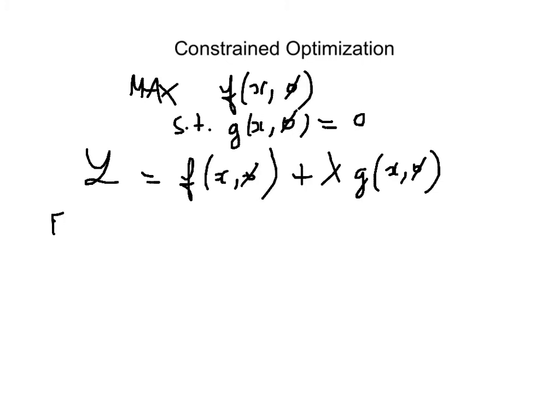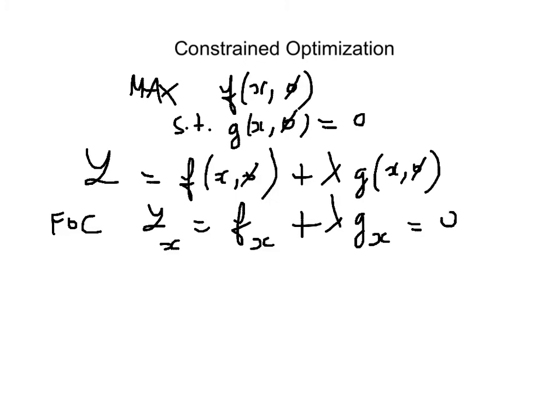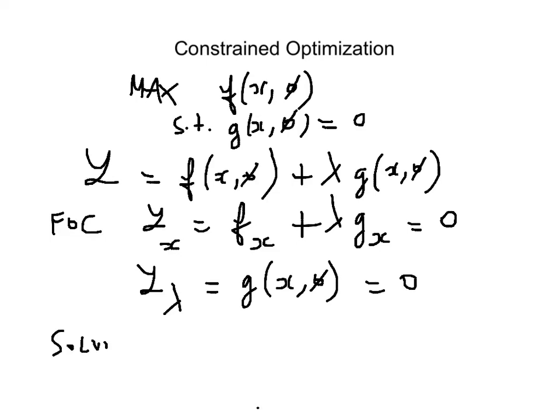So the first order condition, we write that the partial derivative of the Lagrangian with respect to x, which is partial derivative of f with respect to x plus lambda partial derivative of g with respect to x, must be equal to 0. Partial derivative of the Lagrangian with respect to lambda is simply g, function of x and phi, and that must also be equal to 0. And we solve for this, and we're going to get two solutions, x star and lambda star. X star is a function of phi, lambda star is a function of phi.